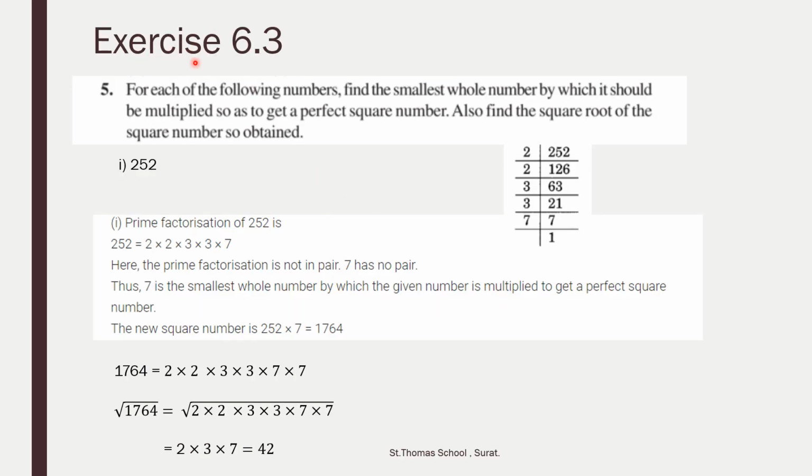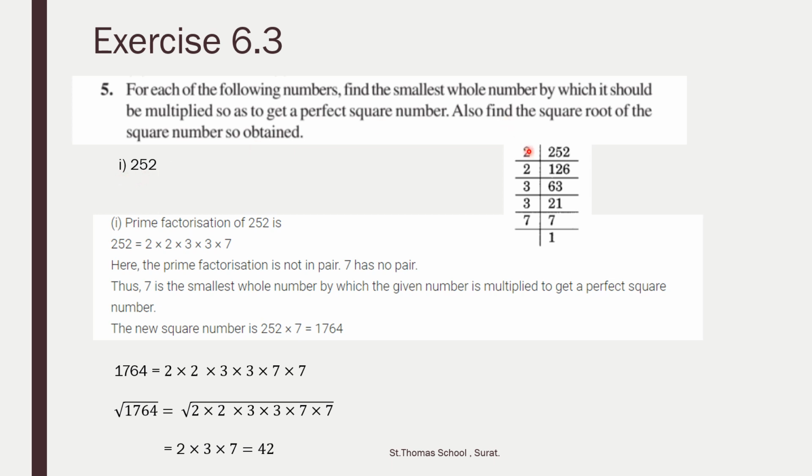Now we will start exercise 6.3. Question number 5. For each of the following numbers, find the smallest whole number by which it should be multiplied so as to get a perfect square number. Also find the square root of the square number so obtained. First one, 252. So what do you have to find?